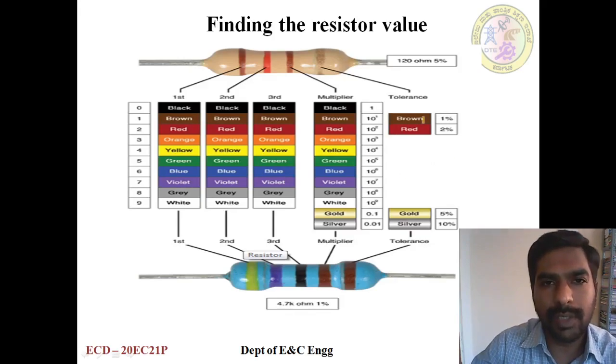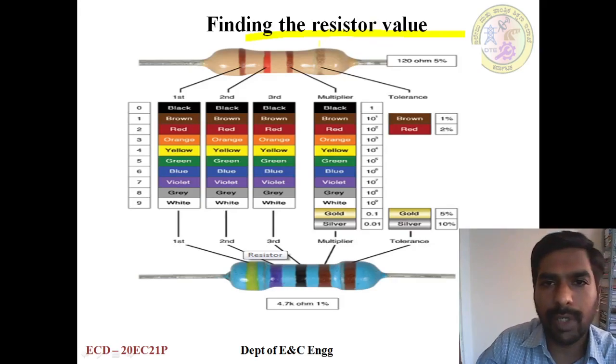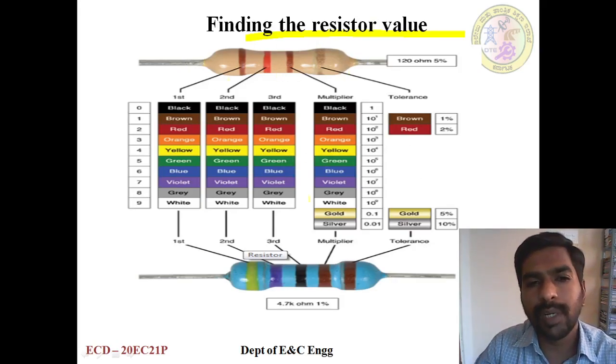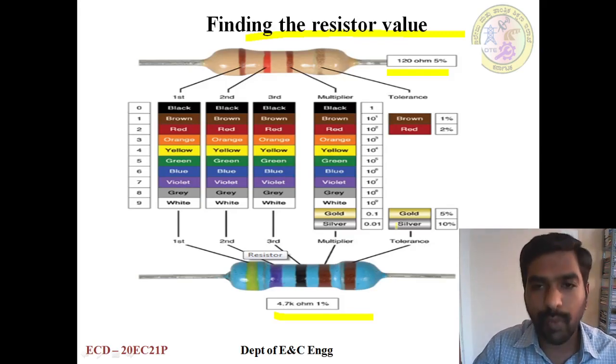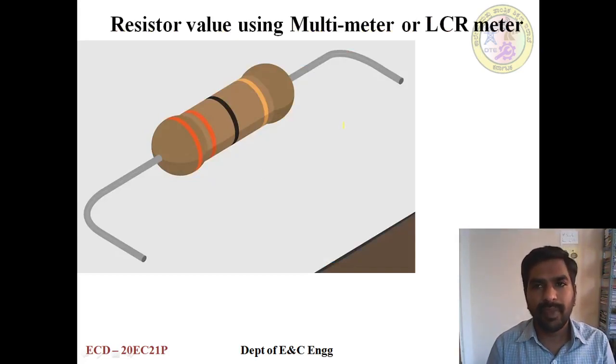First is finding the resistor value. The resistor, we already know how it looks. This is the resistor, it has two terminals and a color code, and this color code is represented in a color table. With that we are able to calculate the value. This we have done in experiment 1. In this experiment number 2, we will take the same resistor and connect it through a multimeter or LCR meter. You can take any of these.